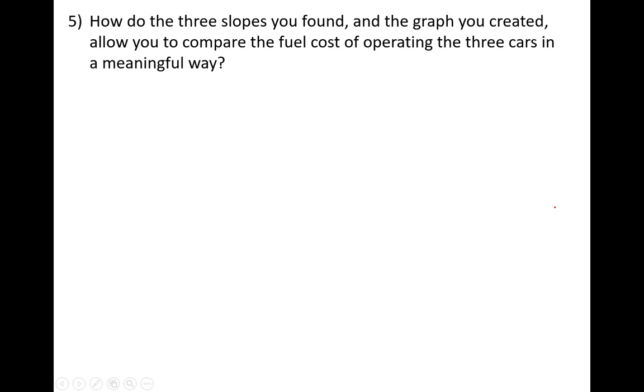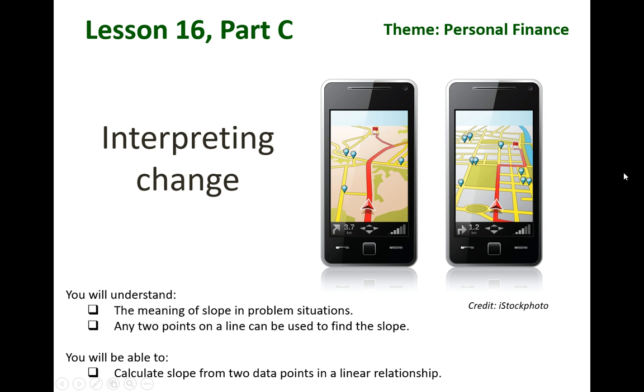How do the three slopes you found and the graph you created allow you to compare the fuel costs of operating the three cars in a meaningful way? Well, we can look at the graph and see if we only bought 1 gallon of gas, we could travel much further on the Volt. If we bought 10 gallons of gas, the Volt would go the farthest, then the Focus and the Suburban. It allows us to really see what's going on.